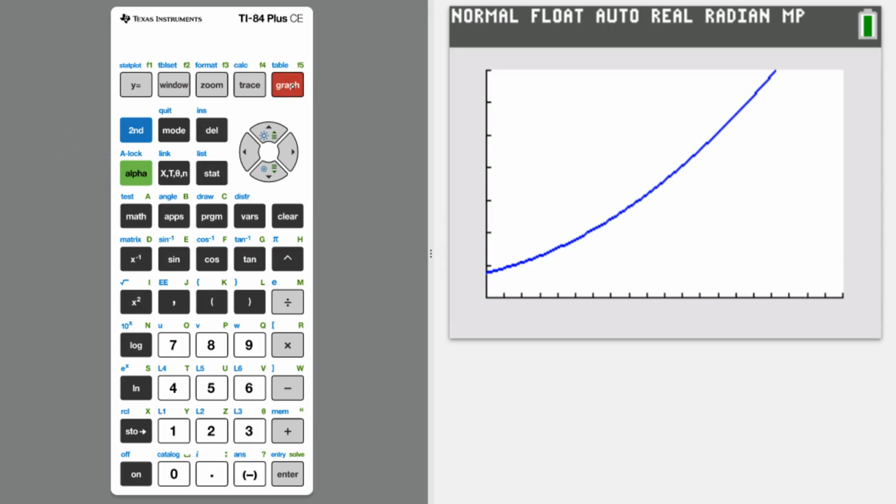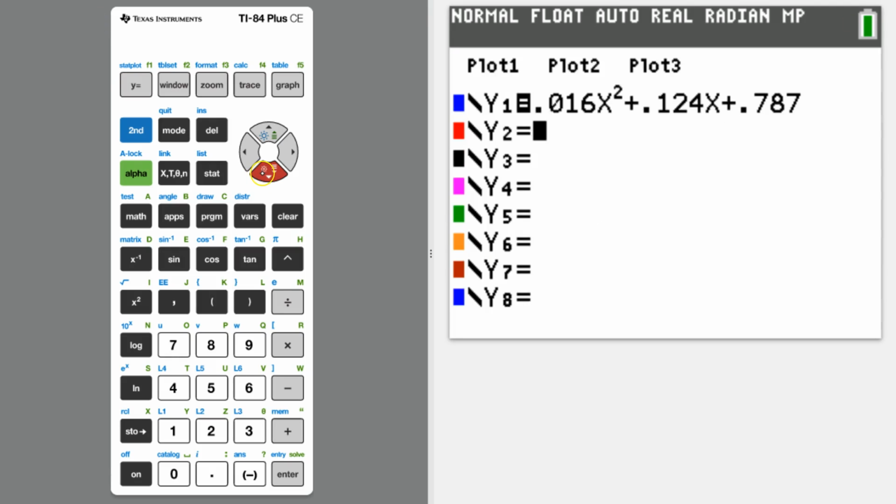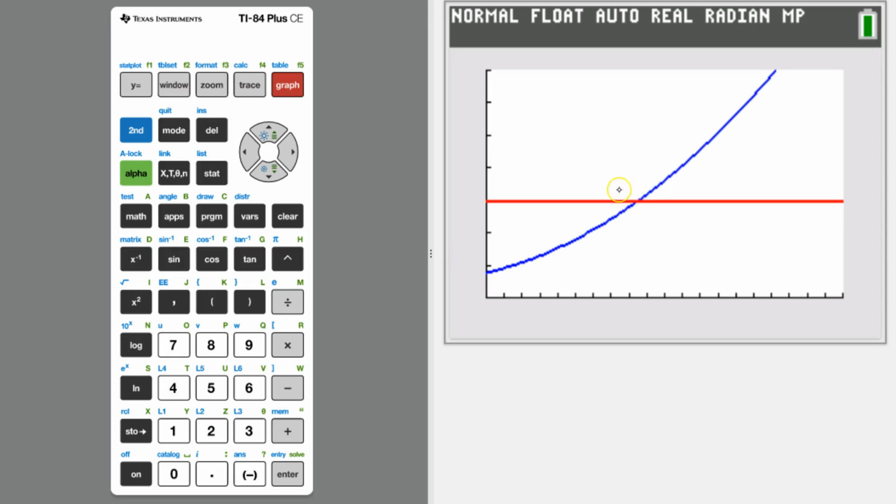So we're seeing part of a parabola there. And the question was, in what year did the sales reach 3 million? So what we can do is go back into the y equals menu, go down to y2, type in a 3, and that's going to give us a horizontal line at a height of 3. So you see our point of intersection of our curve and our line is going to be the point where the sales were 3 million.